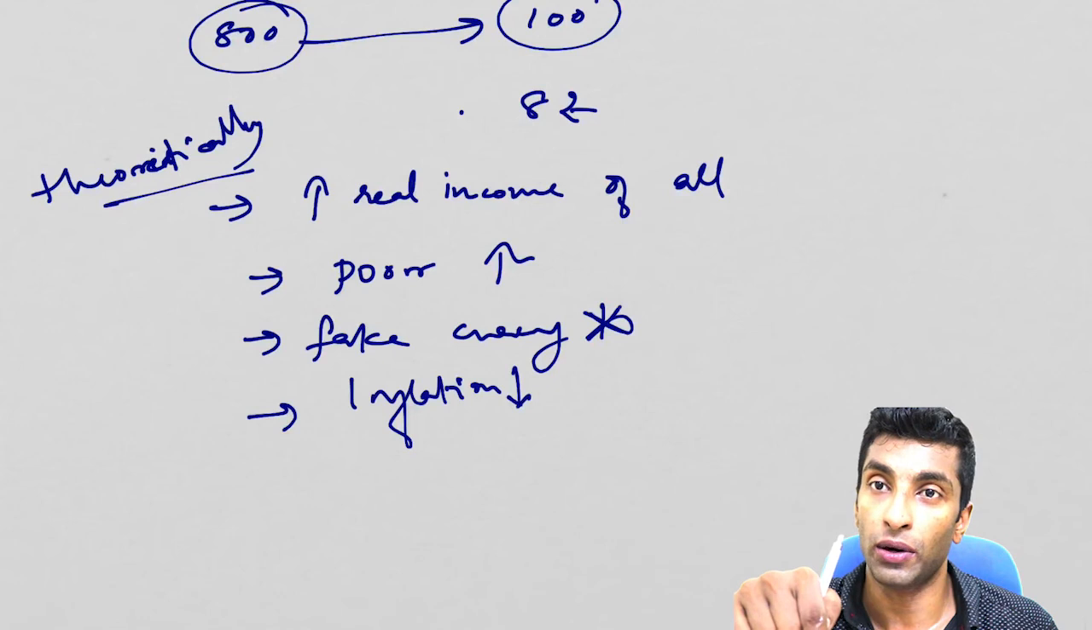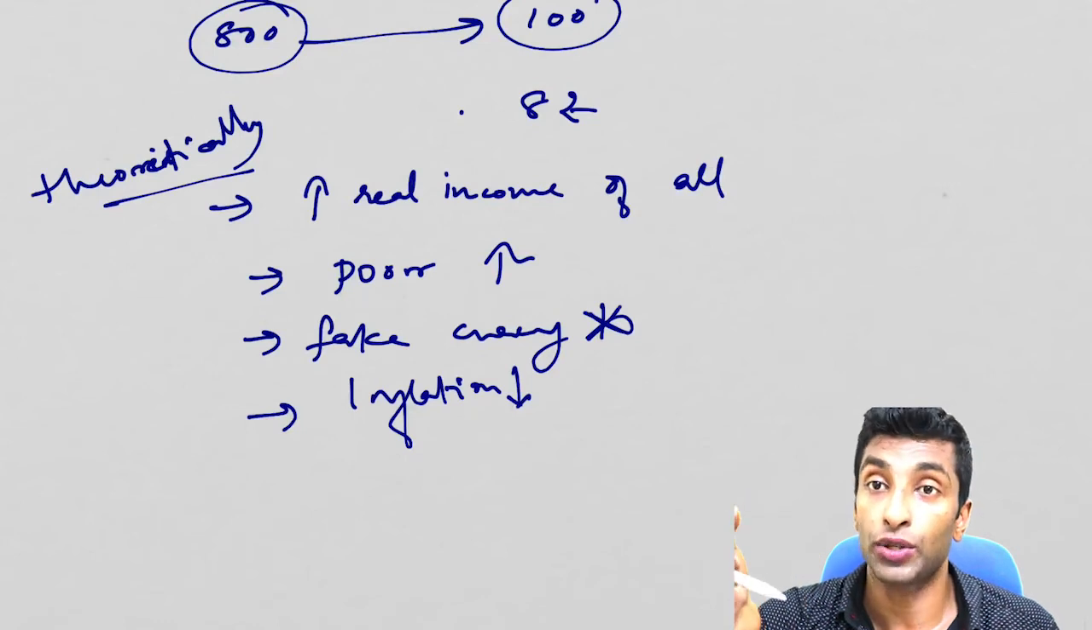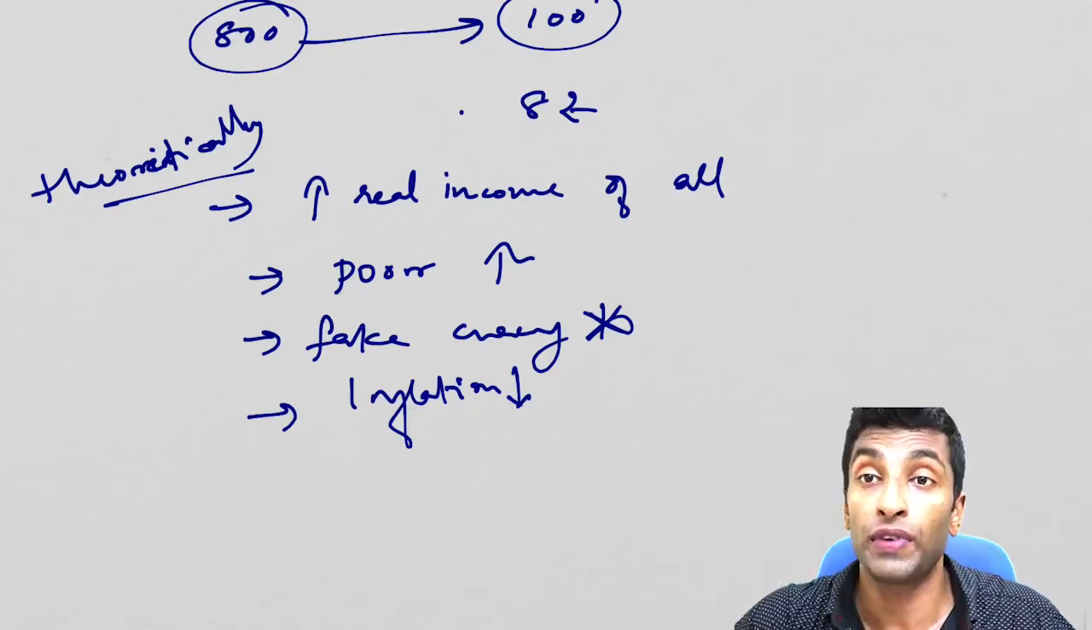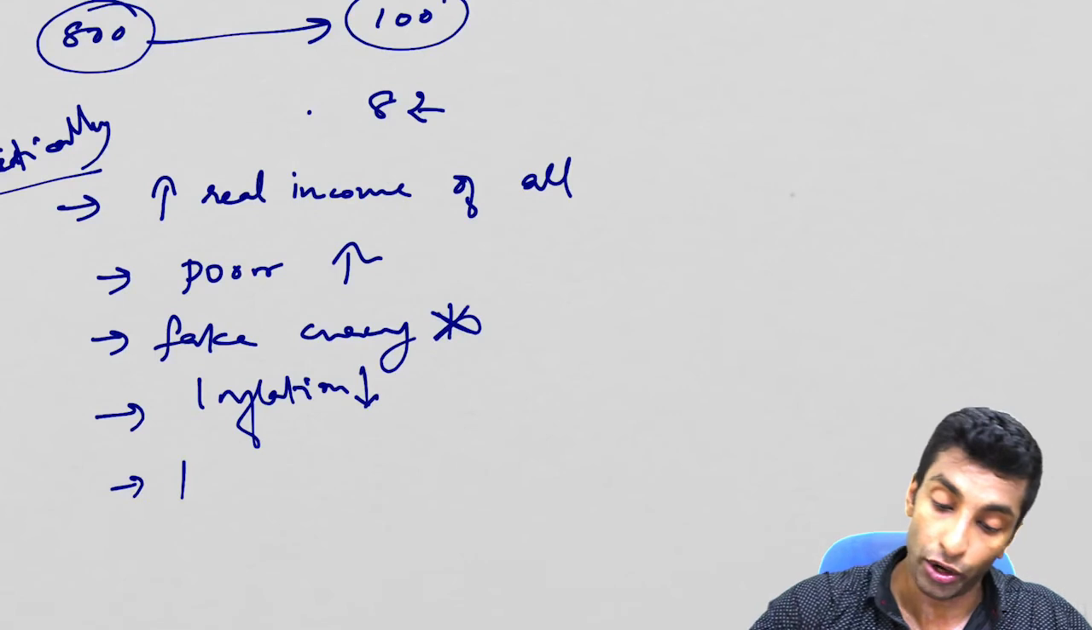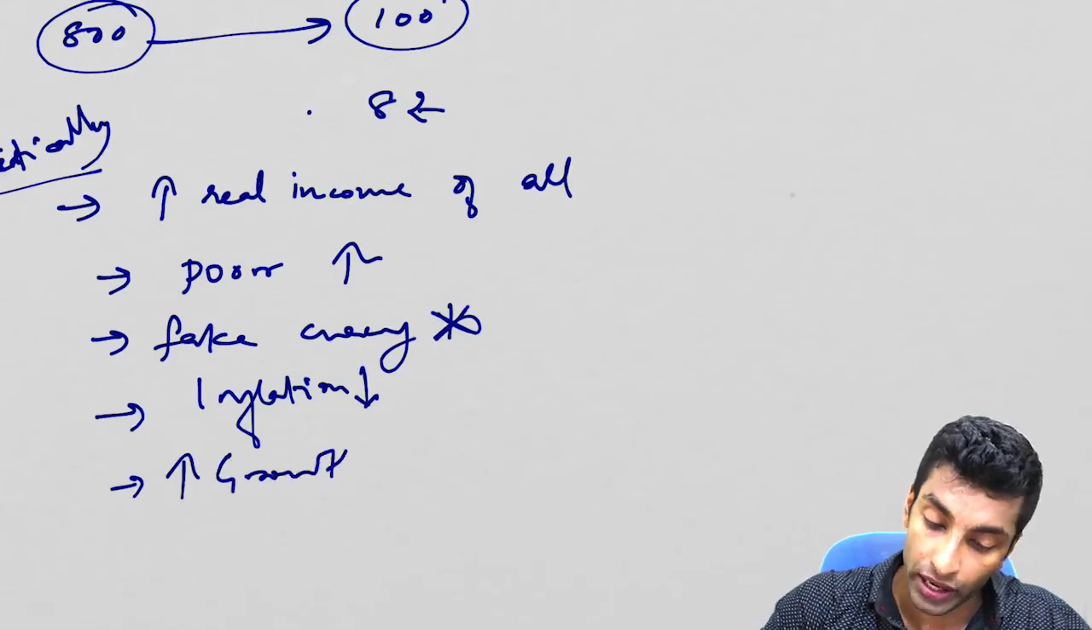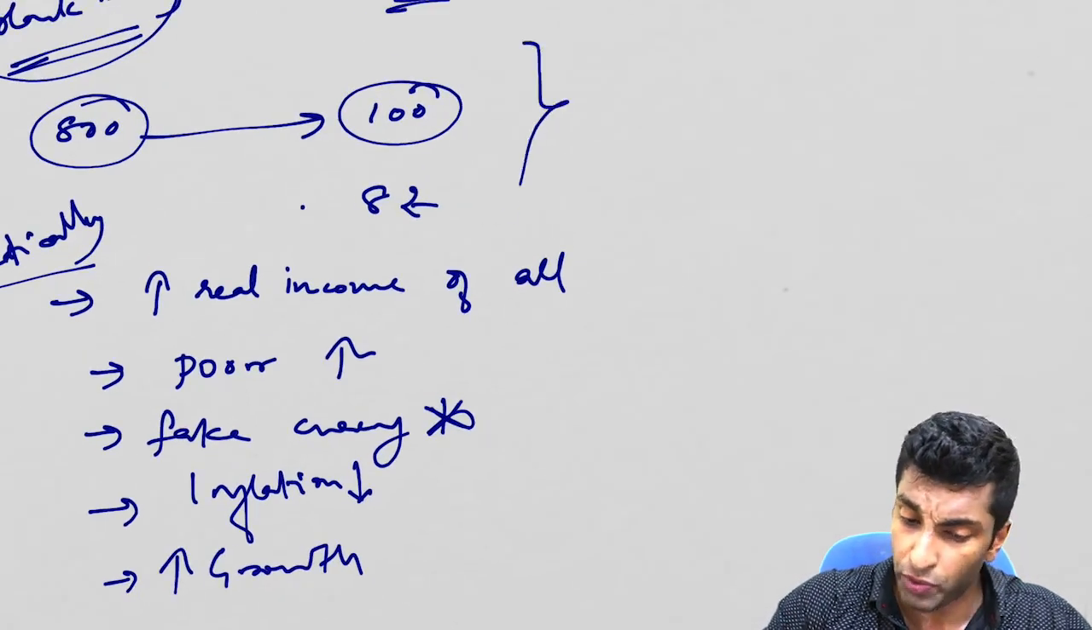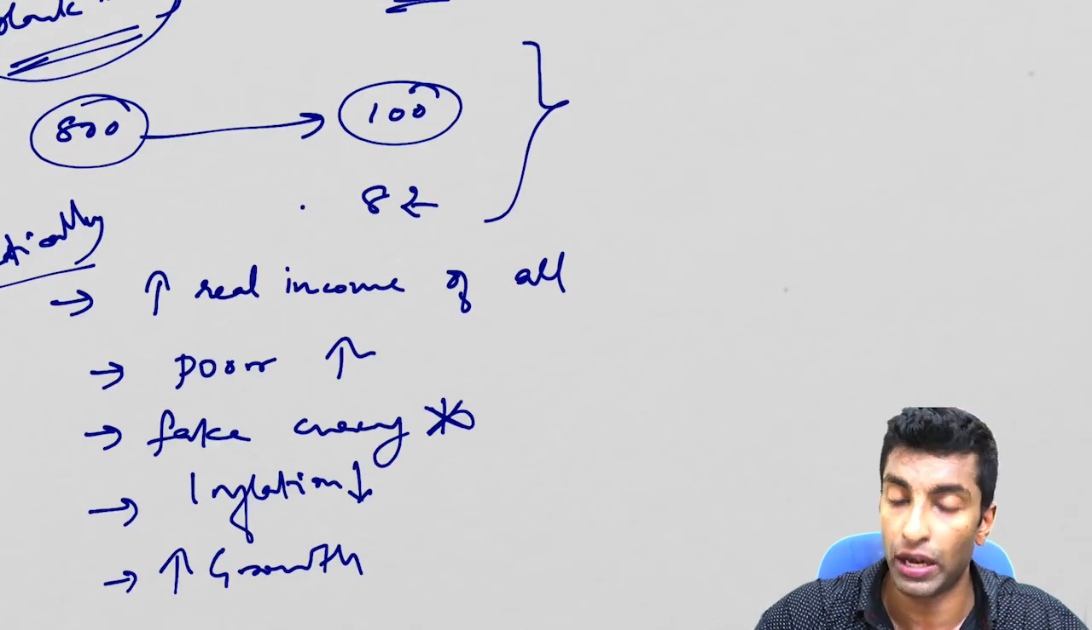Now, if inflation is coming down because of this, then RBI can actually decrease the interest rate, which will ultimately boost the growth. So these are the advantages. It will increase the growth. So I hope you understood. Theoretically, this is what is actually going to happen.